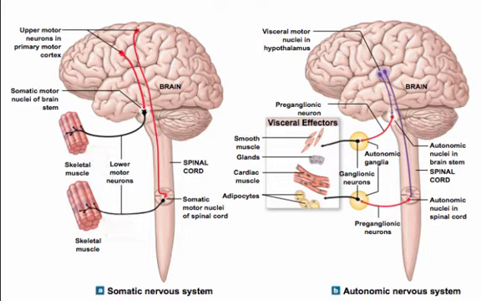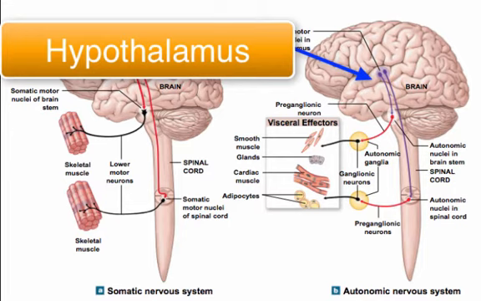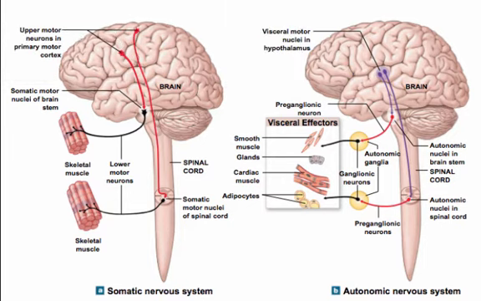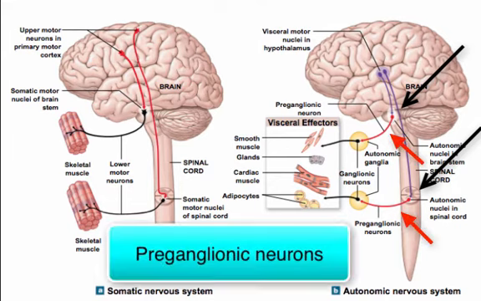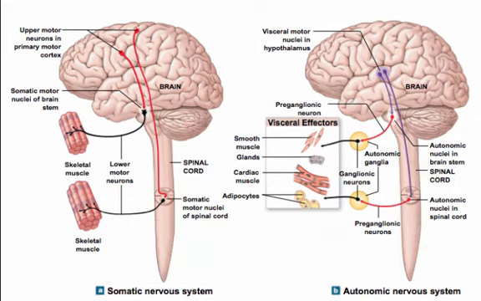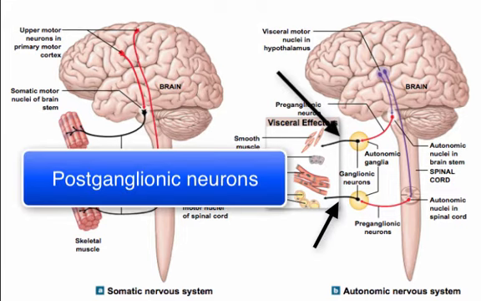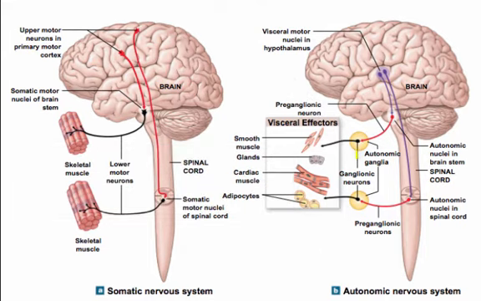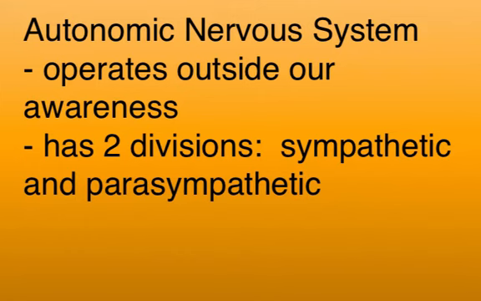The autonomic nervous system originates in the hypothalamus of the diencephalon. The initial neurons carrying their commands descend to the brainstem or to the spinal cord, and they synapse on neurons called preganglionic neurons. The preganglionic neurons exit the central nervous system and synapse on another neuron called the postganglionic neuron. This postganglionic neuron extends to the corresponding visceral effectors that include smooth muscles, glands, cardiac muscle, and adipocytes. The autonomic nervous system operates outside of our awareness.